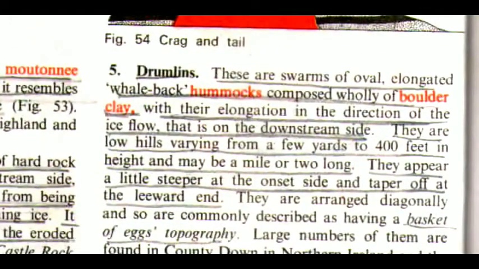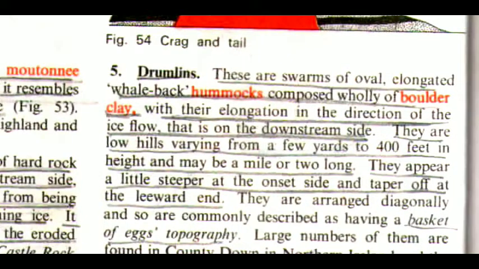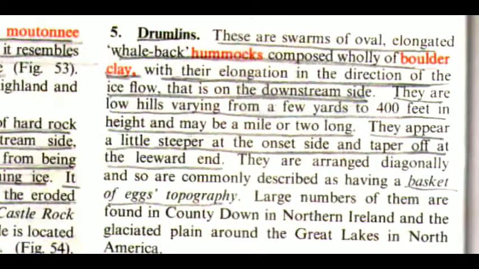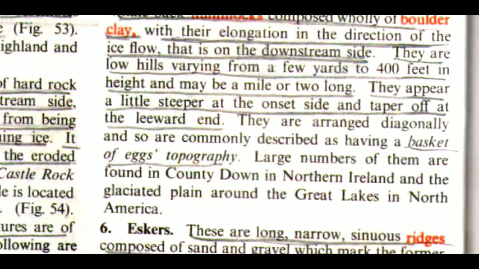The fifth one is drumlins. These are swarms of oval elongated whale-back hummocks composed wholly of boulder clay. With the elongation in the direction of the ice flow, that is on the downstream side, they are low hills varying from a few yards to 400 feet in height and maybe a mile or two long. They appear a little steeper at the onset side and taper off at the leeward end.